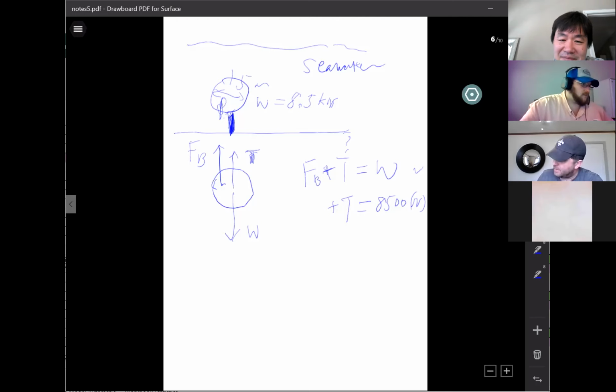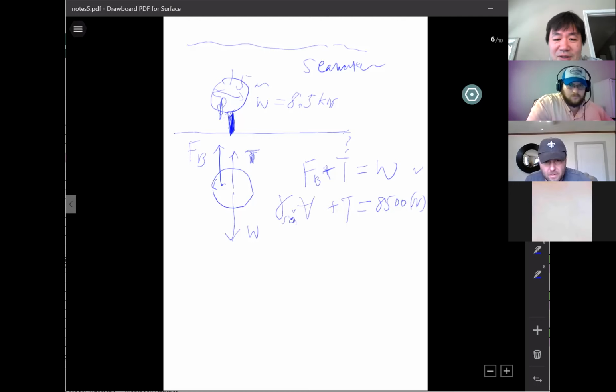Gamma of the liquid times the volume of the object. Okay, let's say seawater, volume of the object. Obviously, there's only one volume here, right? One volume here. So, okay. Now I'll come back to your question. Do I have everything else, Josh, to solve this?